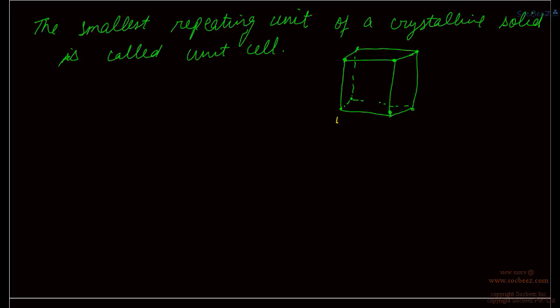Suppose I say that here the length is A, this length is B, and the height is C in this particular unit cell, and this angle is beta, this angle is alpha, and this angle is gamma.